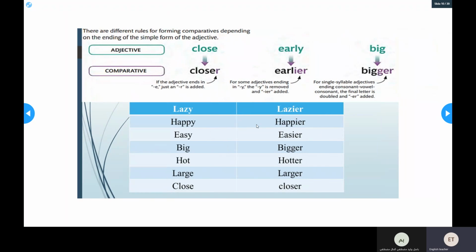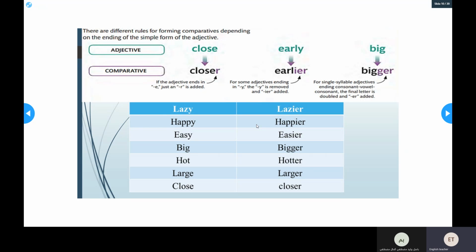So let's take another look. What else do we have? Of course, there are different rules for forming the comparative depending on the ending of the simple form of the adjective. For example, the adjective close, closer, early, earlier, big, bigger. All of these are still regular adjectives. They don't change, they keep their form. Let's take a look over here. We have lazy, lazier, happy, happier, easy, easier.